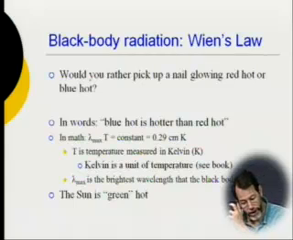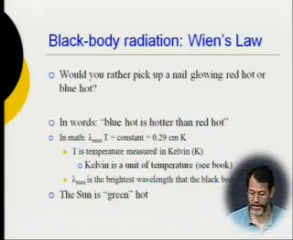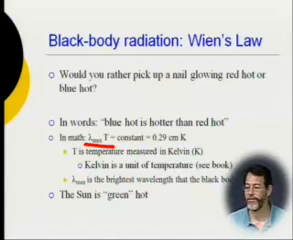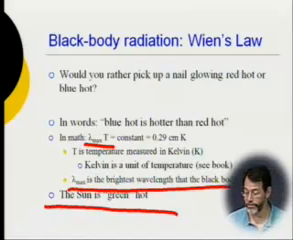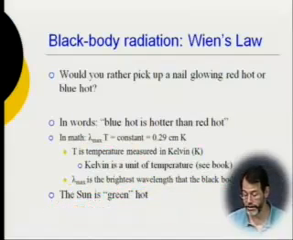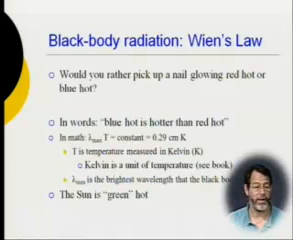So in math, lambda max times T is a constant. The peak color that it gives off in terms of photons is called lambda max, the wavelength, times the temperature. Temperature is measured in kelvin. Again, lambda max is the brightest wavelength the black body emits. Remember, the sun is so hot it's not even red, it's green. We covered that last lecture. So the sun emits black body radiation. What you're seeing in the sun is not reflected light.